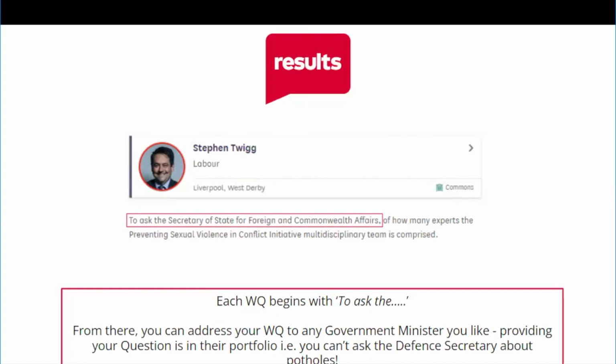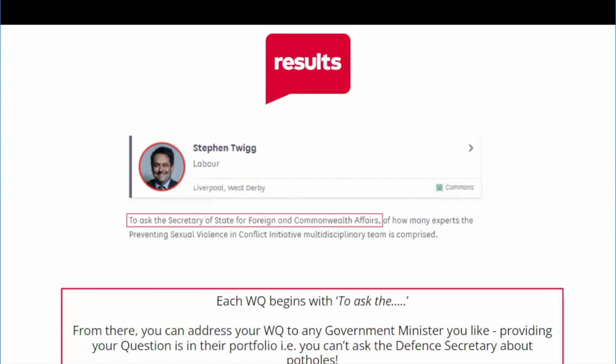So the next bit then is getting past the table office. To go back to the earlier question, we've got the first section, to ask the Secretary of State for Foreign, Commonwealth and Development Affairs, and then from there is the body of the question. Once you've got the parliamentary formality out of the way in the first couple of words, then the meat of the question comes in. So you see from this question, of how many experts the Preventing Sexual Violence in Conflict Initiative multidisciplinary team is comprised. Very specific question. Very, very specific question.